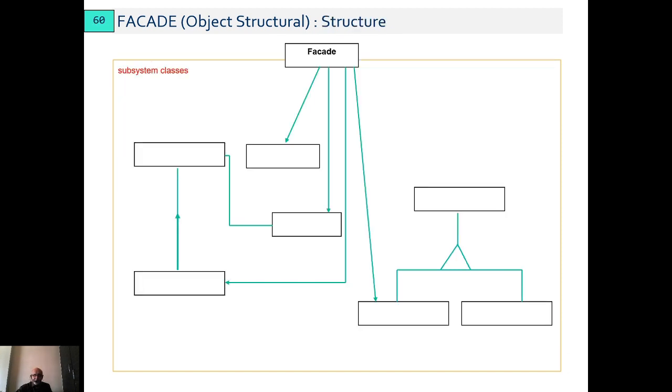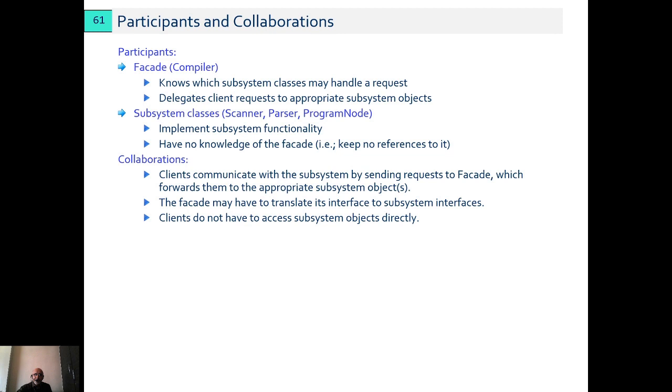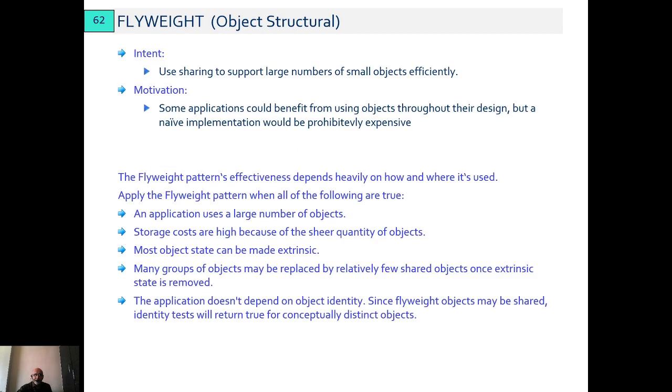Another way is this way, that is, in the subsystem classes also you can have the distribution mechanism through the Facade here, and this is the next thing, Flyweight.